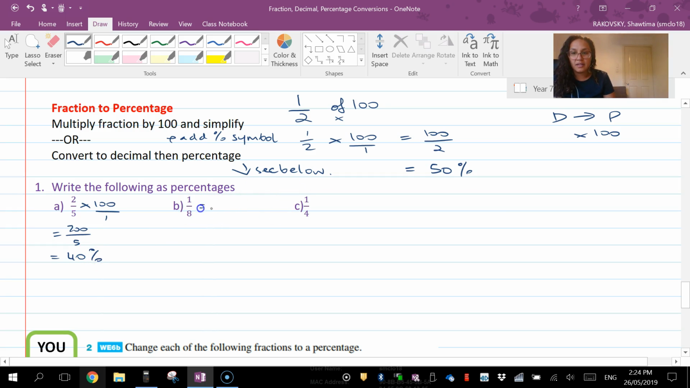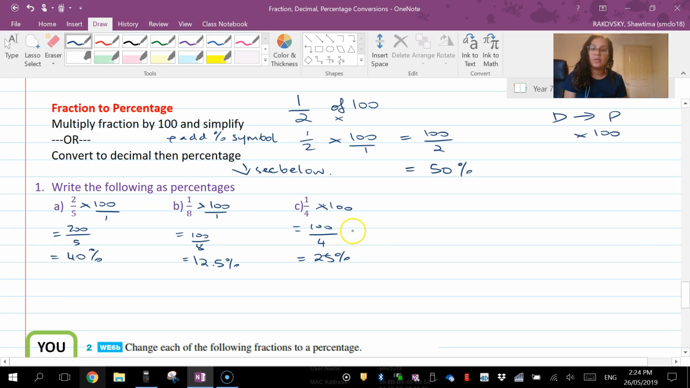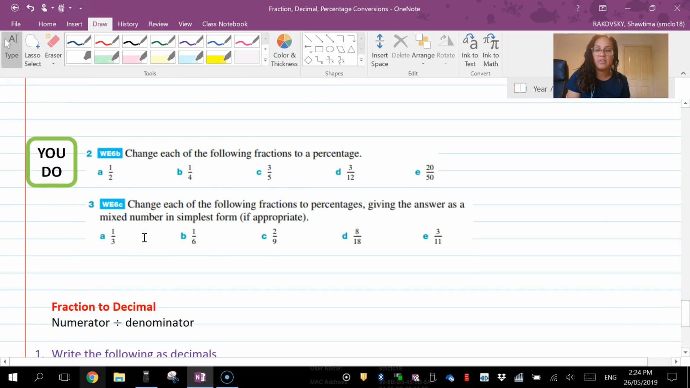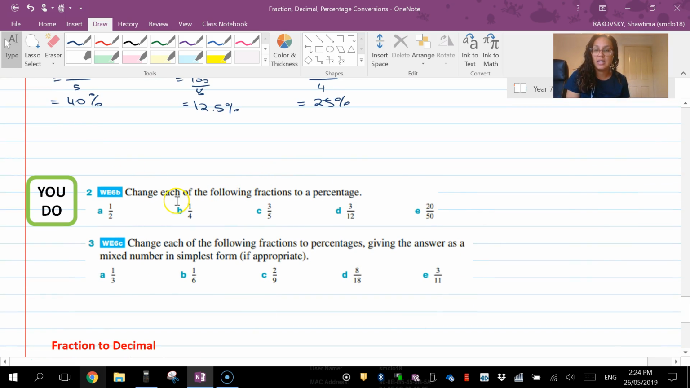1/8 is times 100. 100 divided by 8 gives us 12.5%. And this one here, times 100, 100 over 4 gives us 25%. So what I would like you to do is pause the video and have a go at converting these fractions to a percentage using times 100.